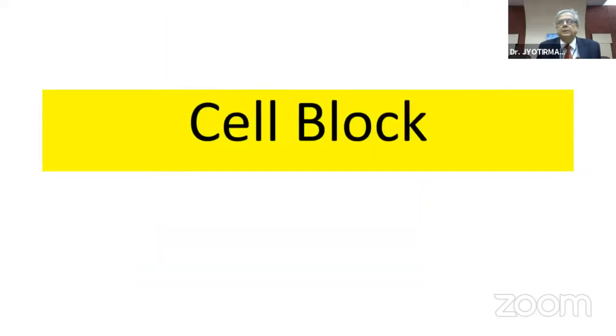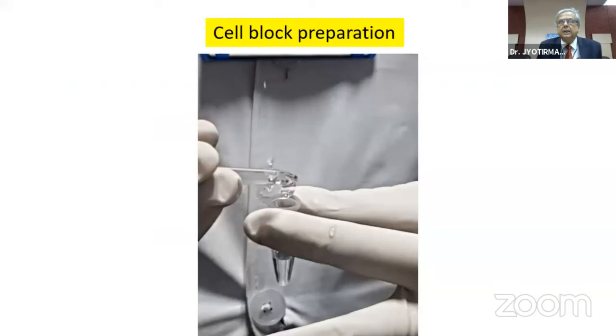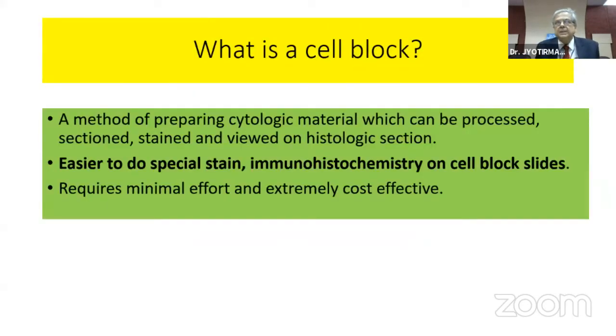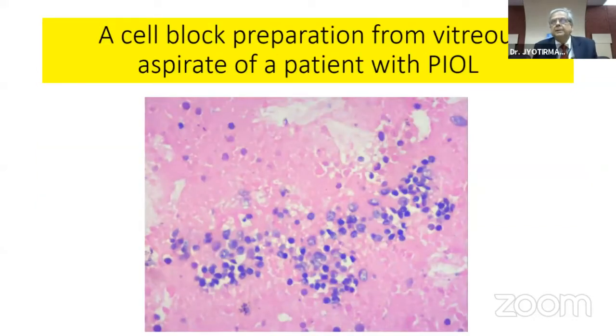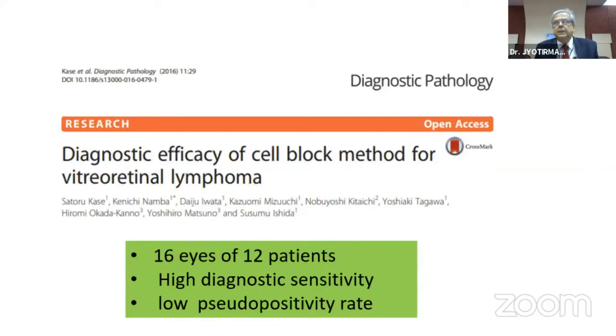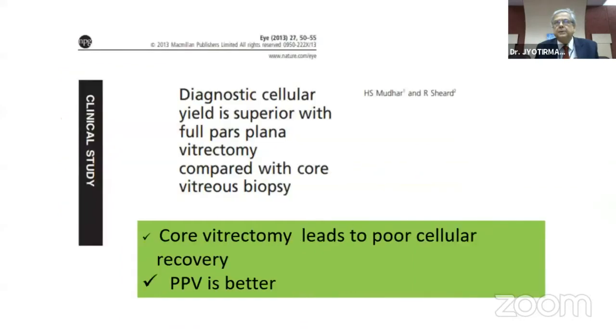What we do is, not only the cytology, but we can also do the cell block preparation. The fluid is put into one vial, and the sediment is taken and put into the cytospin. The paraffin block is prepared, which can be processed, sectioned, stained, and viewed on histologic section. It's easier to do special stains and immunohistochemistry on cell block slides. And here is a cell block preparation from the vitreous aspirate showing elegantly pleomorphic lymphoma cells with necrotic background. So the diagnostic efficacy of cell block is a high degree of sensitivity and a low pseudopositivity rate.